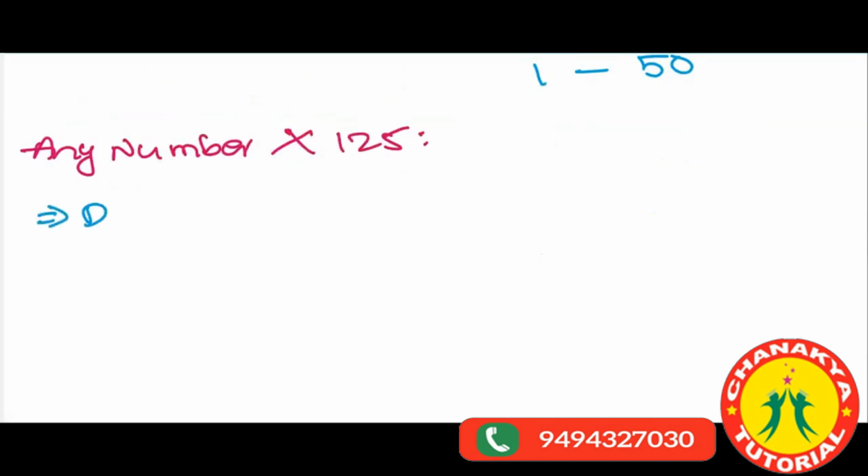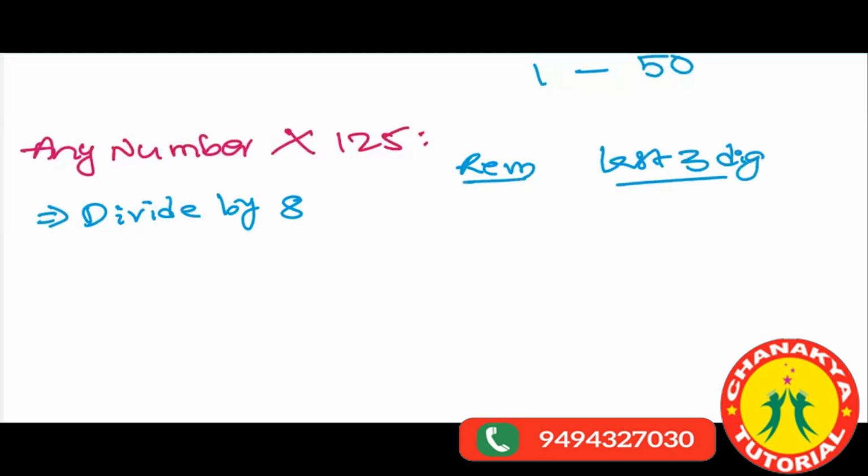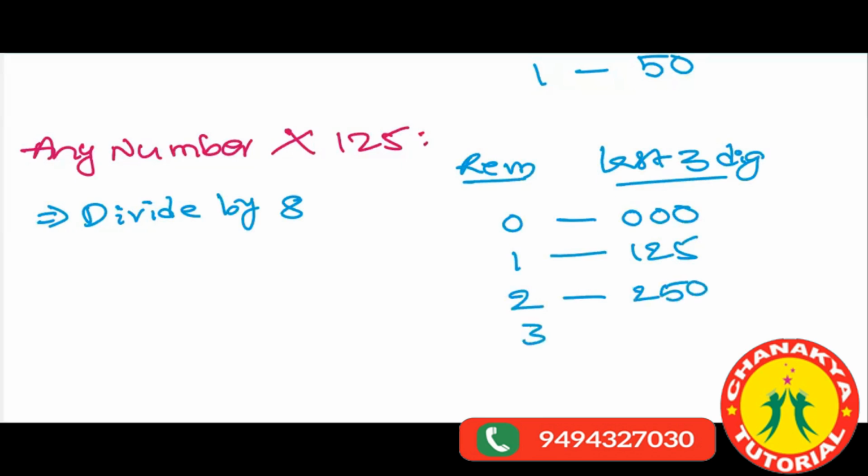Okay, tell me in the same way, any number into 125. We should divide by 8 first. Divide the given number by 8 and look at the remainder and the last 3 digits. Now tell me carefully. 0 is the remainder, then 000. 1 is the remainder, 125. 2 is the remainder, 250.